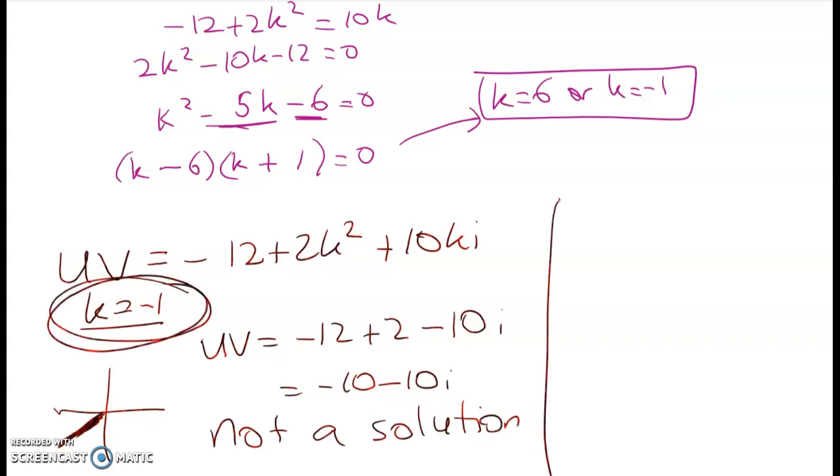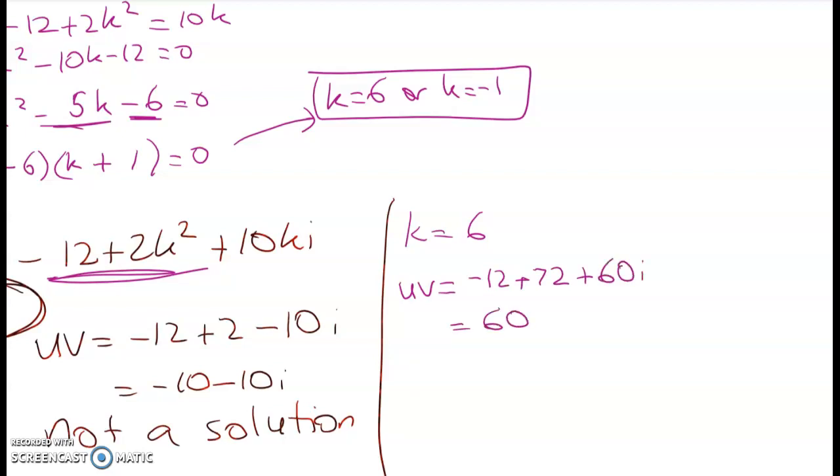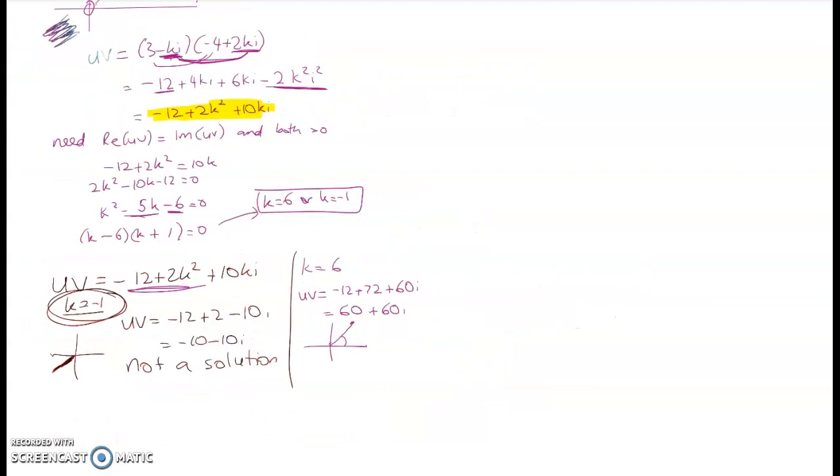Happily, when we put in k equals 6, we get uv is equal to here, negative 12 plus 2 times 36, which is 72, plus 60i, which is 60 plus 60i. And so that's sitting somewhere out here. And it does indeed have an argument of pi on 4. So there you go. That's the first question done.